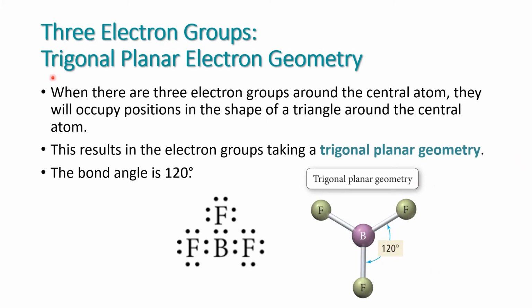Next, we have trigonal planar electron geometry. This occurs whenever you have 3 electron groups. Whenever you have this geometry, your bond angle will be 120. Again, remember, this is to maximize the space possible between electron groups.